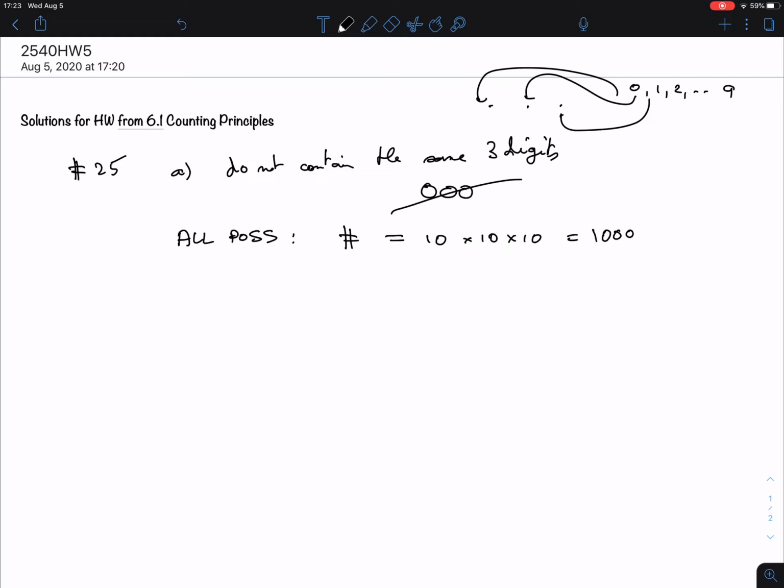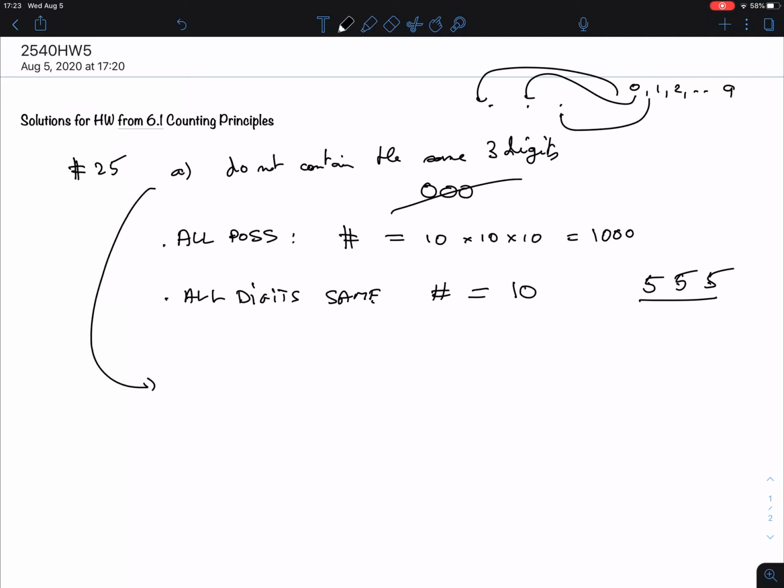Now, to not contain the same 3 digits, what does that mean? Let's calculate the ones with all digits the same. How many are there? How do you build a number in which all 3 digits are the same? You pick a digit, say 5, and that's it, because now this has to be 5 and this has to be 5. How many choices did you have? 10, right? And so the answer here, the valid ones that do not contain the same 3 digits, is 1,000 minus 10, so there's 990.